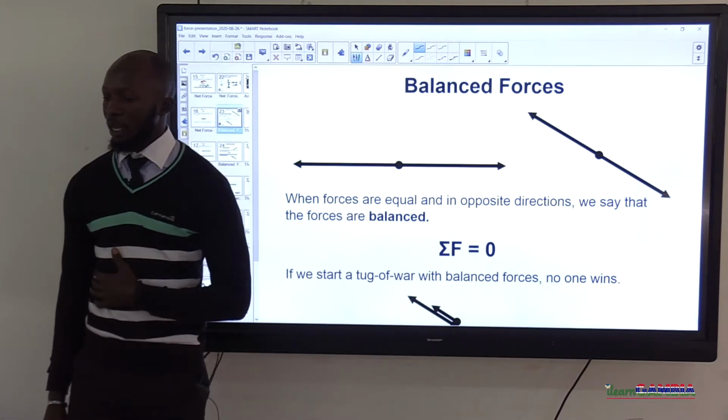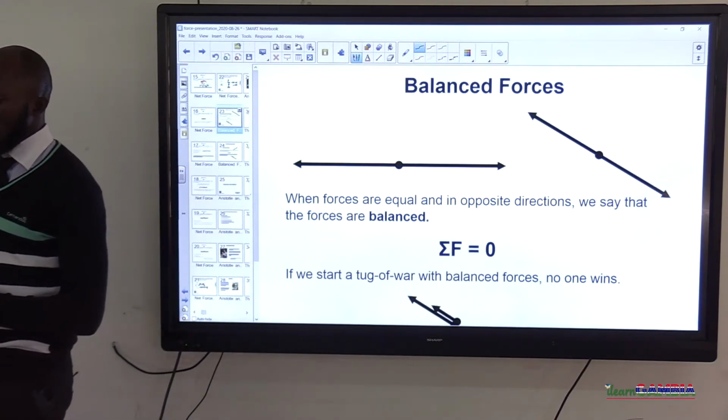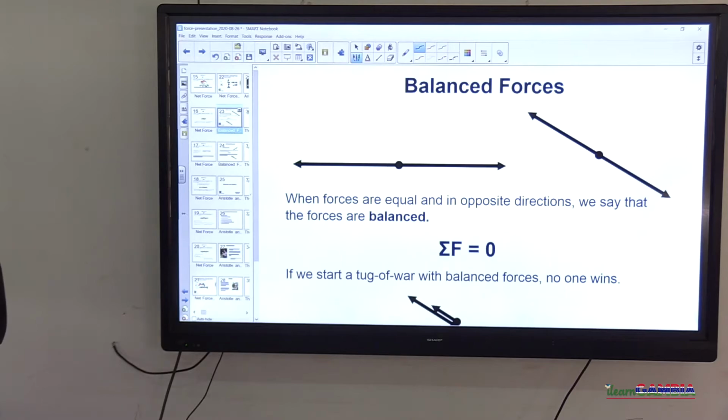Now, like I explained, balanced forces. When forces are equal and opposite in direction, we say that the forces are balanced.